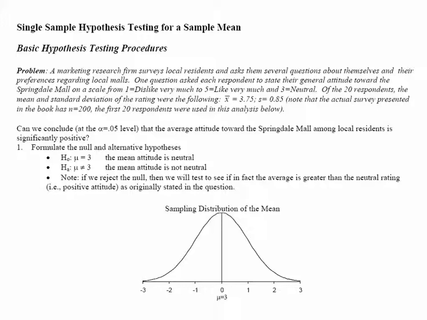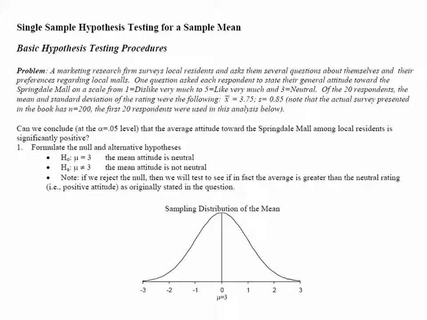So a marketing research firm surveys local residents. They ask them several questions about themselves and their preferences regarding local malls. The one question that we're going to focus on is their general attitude towards Springdale Mall on a scale from 1, dislike very much, to 5, like very much, where 3 is neutral. Of the 20 respondents, the mean and the standard deviation of the ratings were as follows. So the sample mean was 3.75 and the sample standard deviation is 0.85.